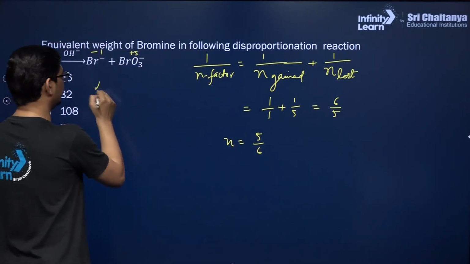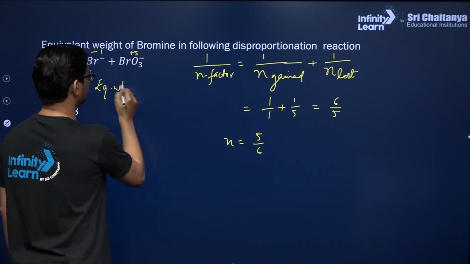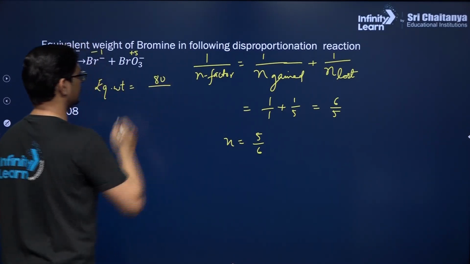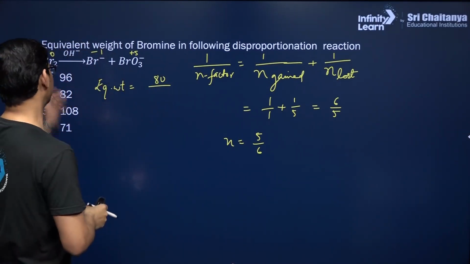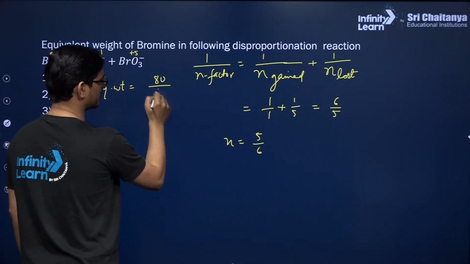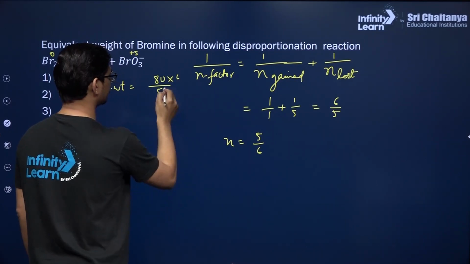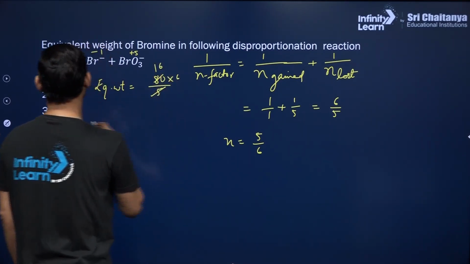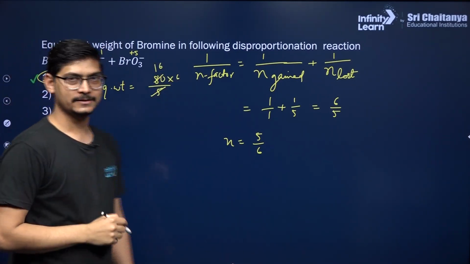Now the equivalent weight is molecular weight, which I will take as 80, right? Equivalent weight does not change whether it is Br or Br2, right? So equivalent weight will be 80 divided by n factor, which is 5 by 6. So the correct answer will be 96.